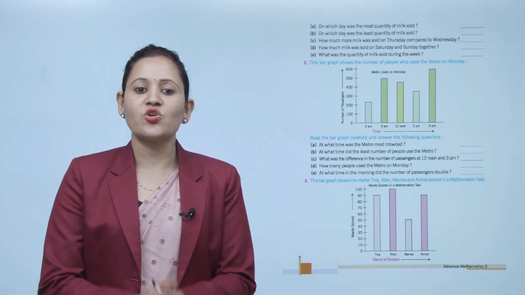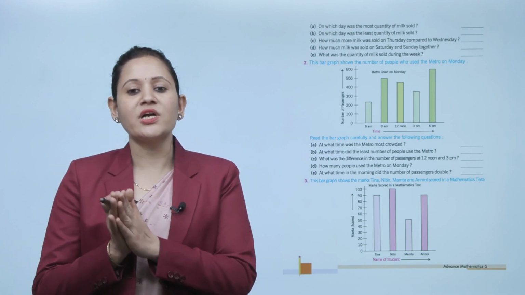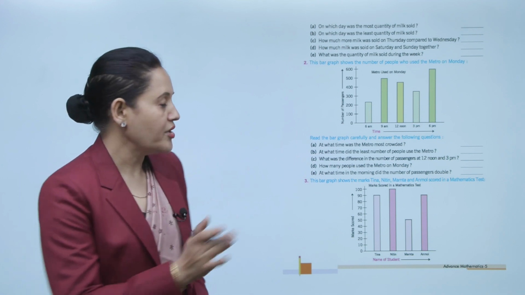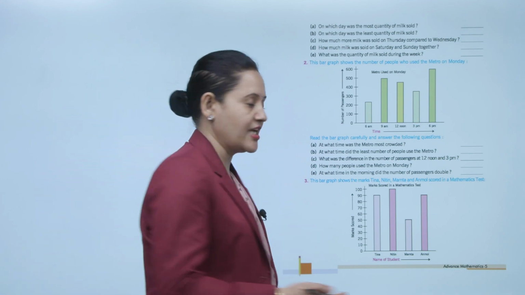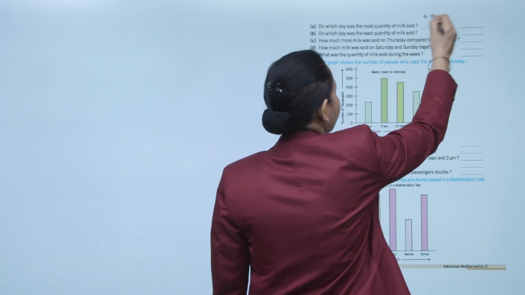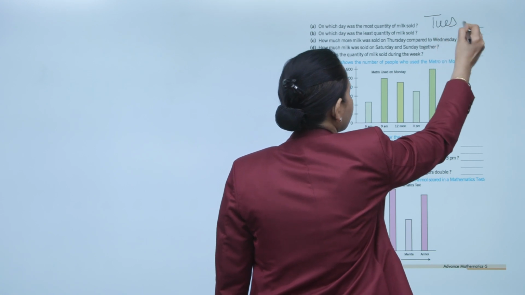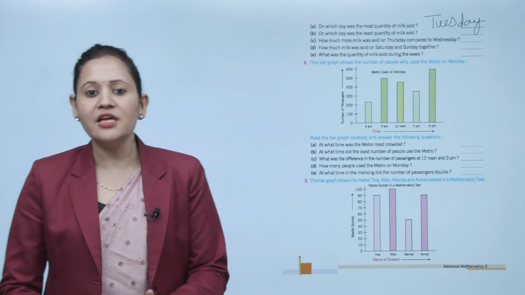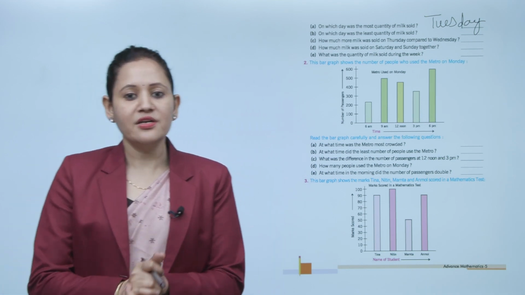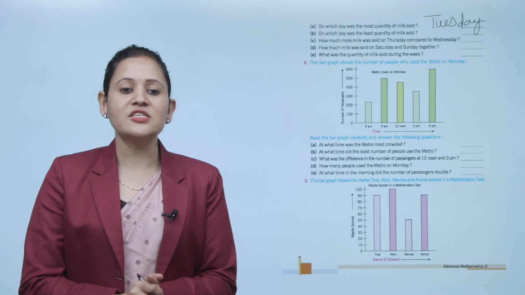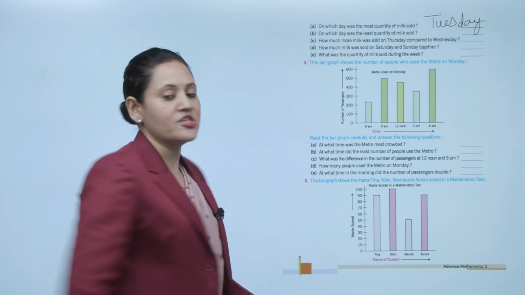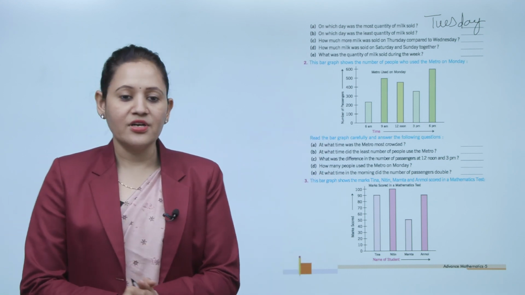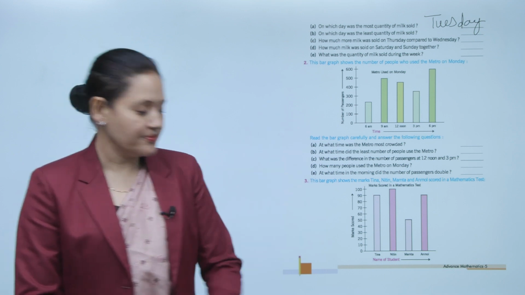So first question is, on which day was the most quantity of milk sold? So if we look at the bar graph, we can say that on Tuesday, that is the most quantity of milk sold. Like this we can answer all these questions by looking at the graph. So practice all these questions here.